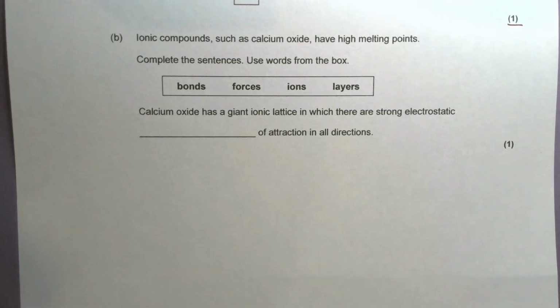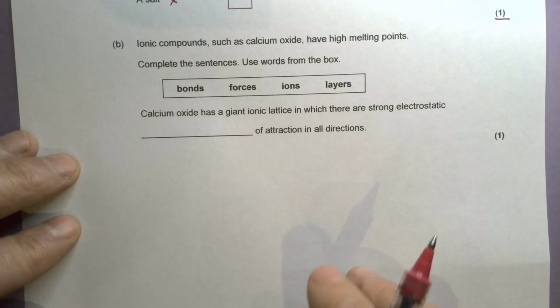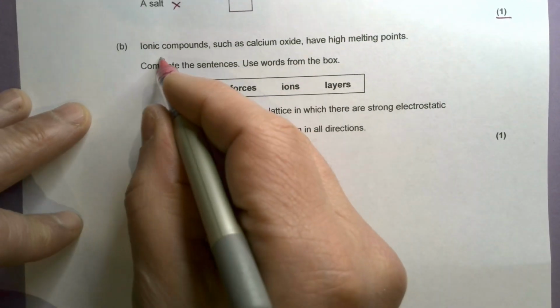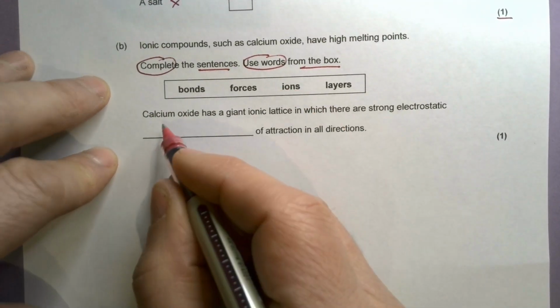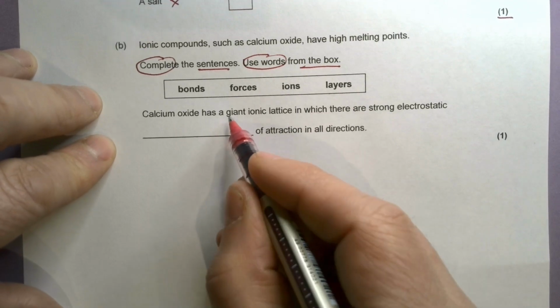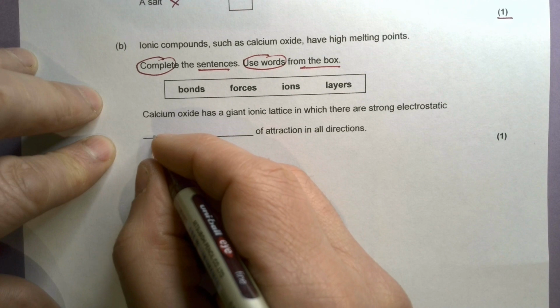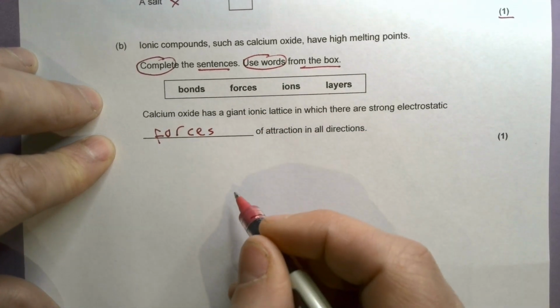Ionic compounds such as calcium oxide have high melting points. Complete the sentences and use words from the box. So complete the sentences and we have to use words from the box. Calcium oxide has a giant ionic lattice in which there are strong electrostatic forces of attraction in all directions.